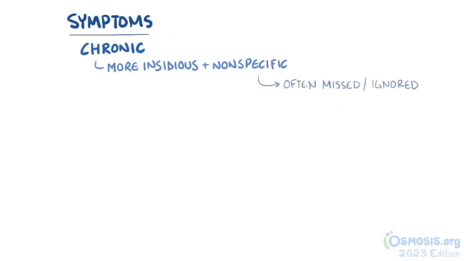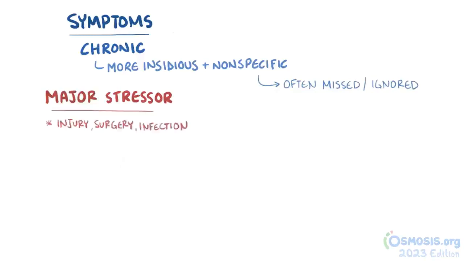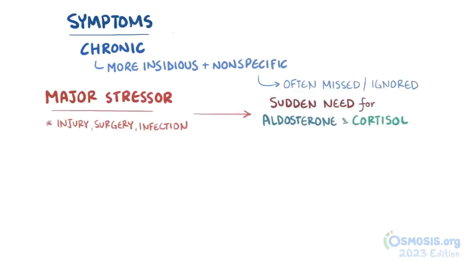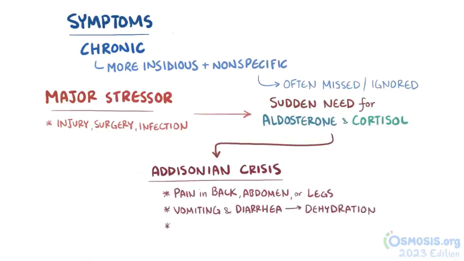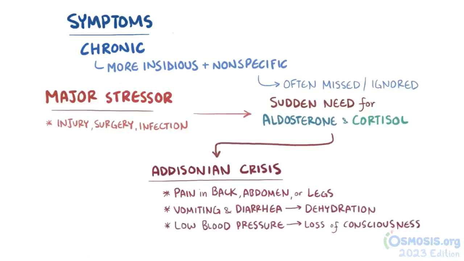Oftentimes, these can go unnoticed until a major stressor, like a serious injury, surgery, or infection, suddenly causes the symptoms to become really severe. In other words, the body has a sudden increased need for aldosterone and cortisol, and the failing adrenal cortex simply can't deliver. This is known as adrenal or Addisonian crisis, and it usually happens when the majority of the zona glomerulosa and zona fasciculata are destroyed. It can cause a sudden pain in the lower back, abdomen, or legs, with severe vomiting and diarrhea, followed by dehydration, low blood pressure, and loss of consciousness. Left untreated, an Addisonian crisis can be fatal.